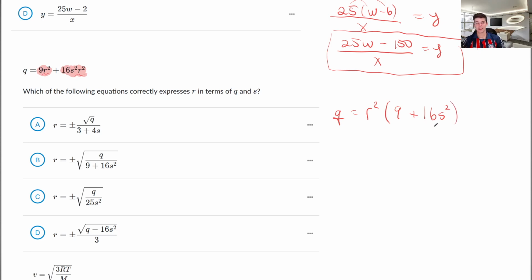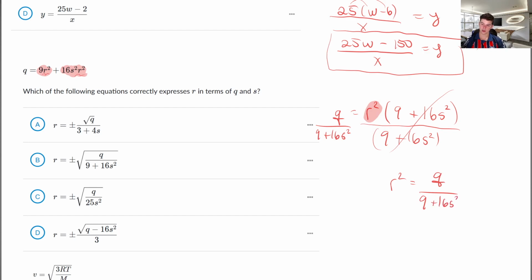Remember, when we factor out, it's like dividing. So if we distribute, we're going to multiply. And by distributing, you can see if what you factored makes sense. So, okay, that's good. Now everything is being multiplied by r squared, so we can divide both sides by 9 plus 16s squared to get rid of this. So we know that r squared equals q divided by 9 plus 16s squared.